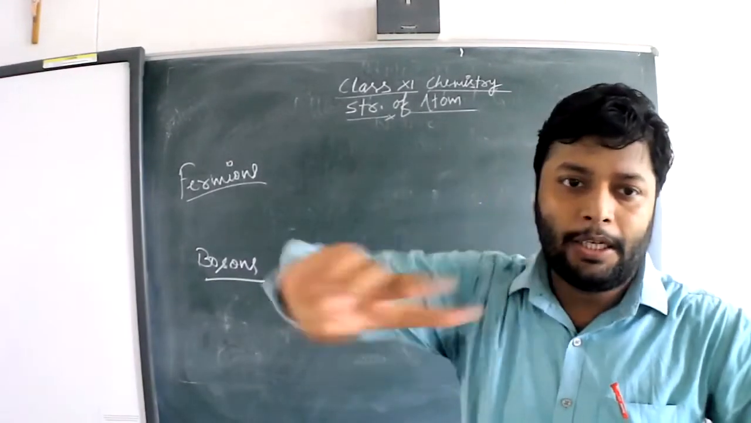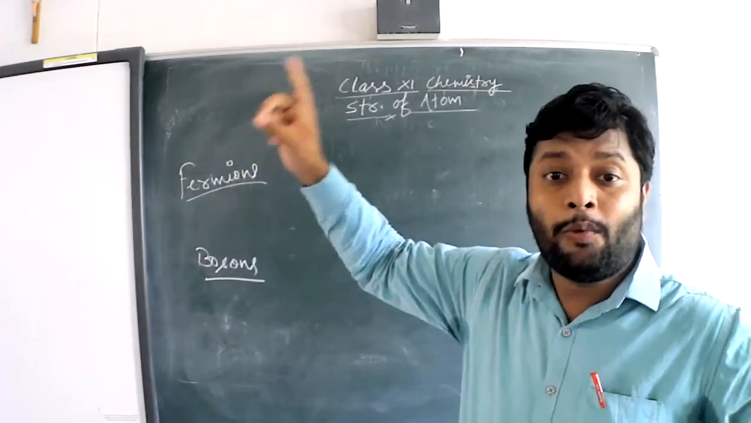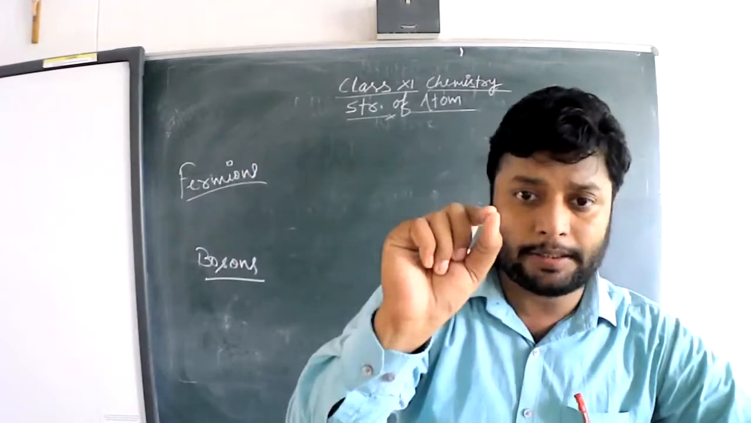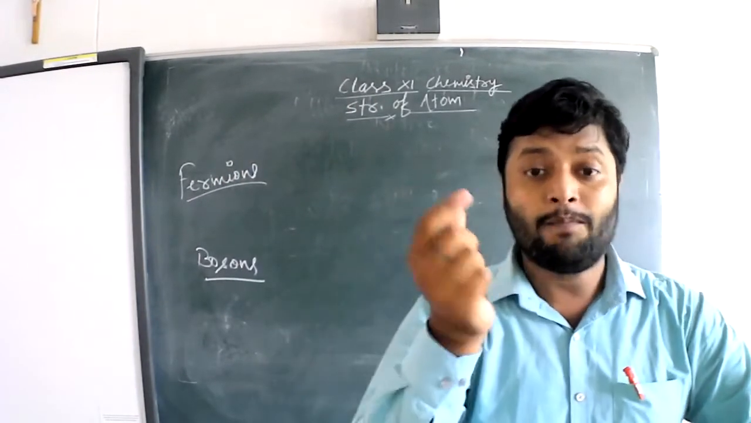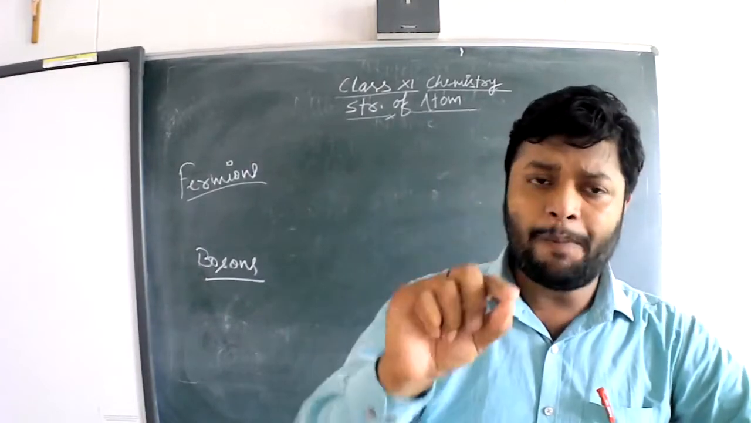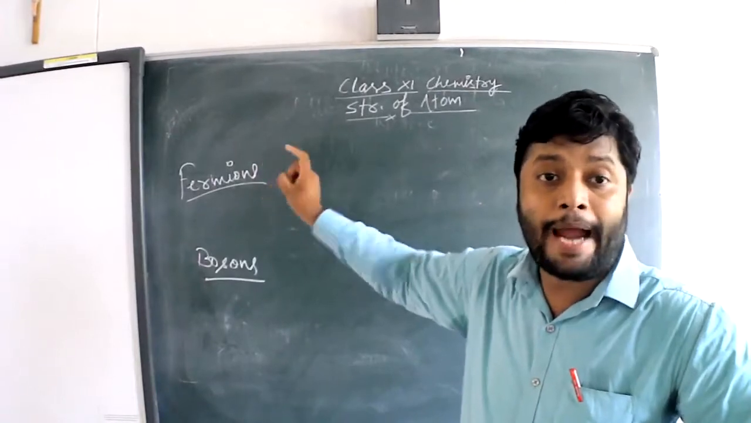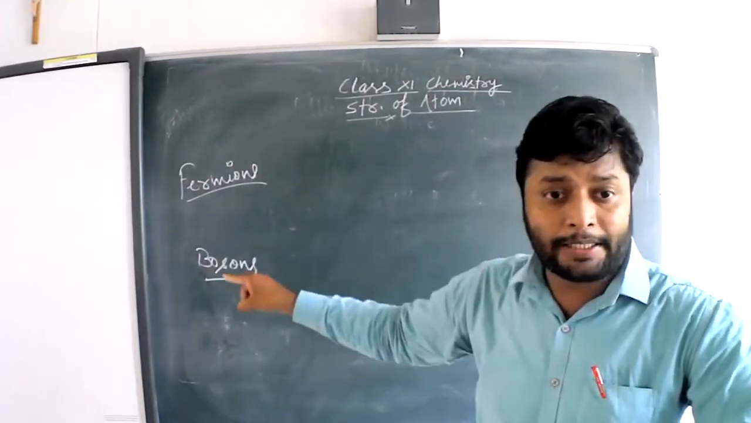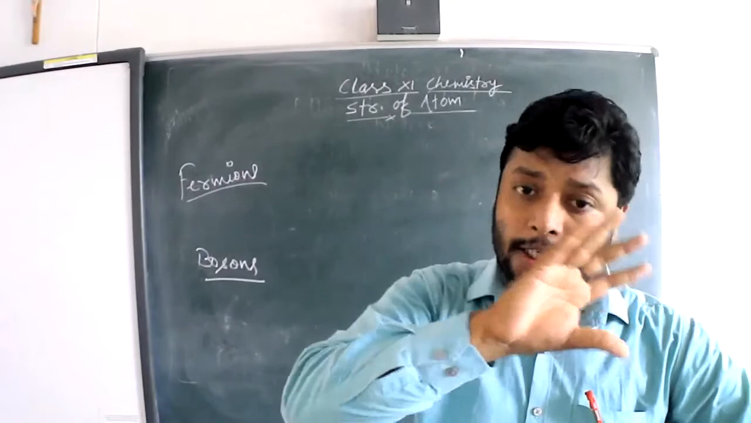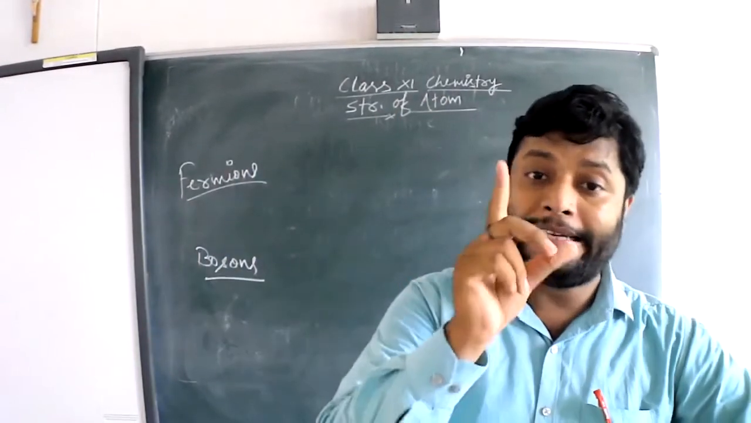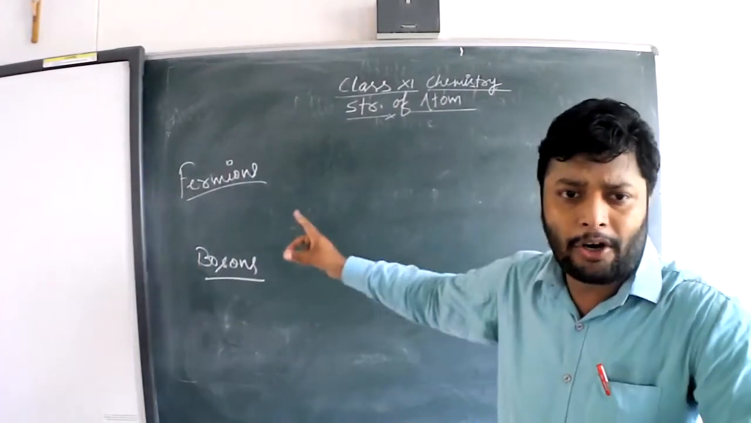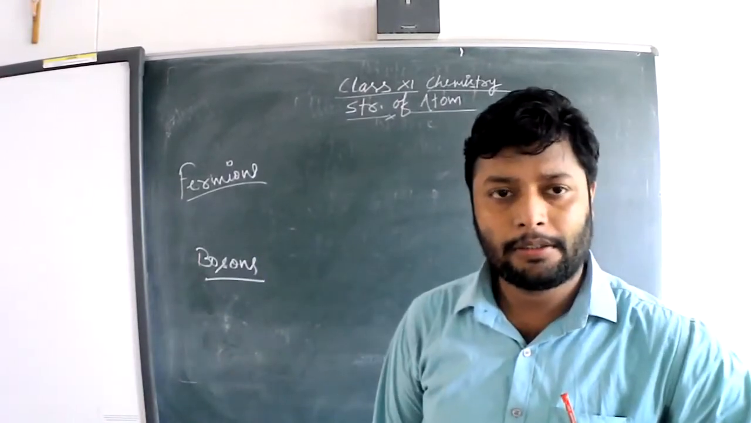Just imagine, the whole universe is made up of only 2 types of particles. One is called fermions, which are responsible for mass, motion, and charge, and are called matter particles. The other, which is responsible for all types of forces and energies in the universe, are called boson particles.